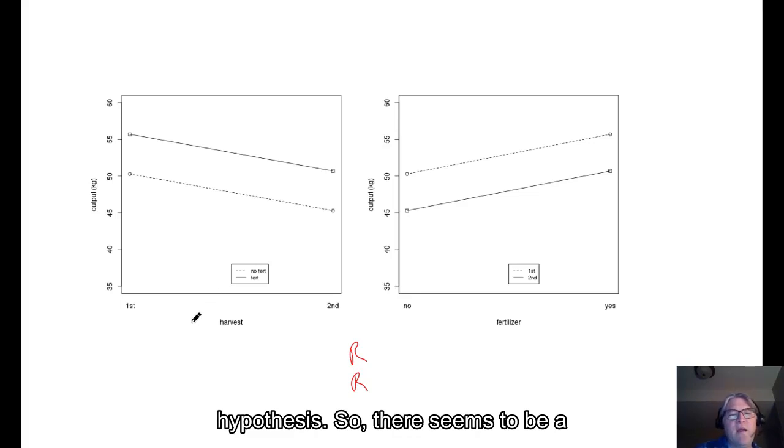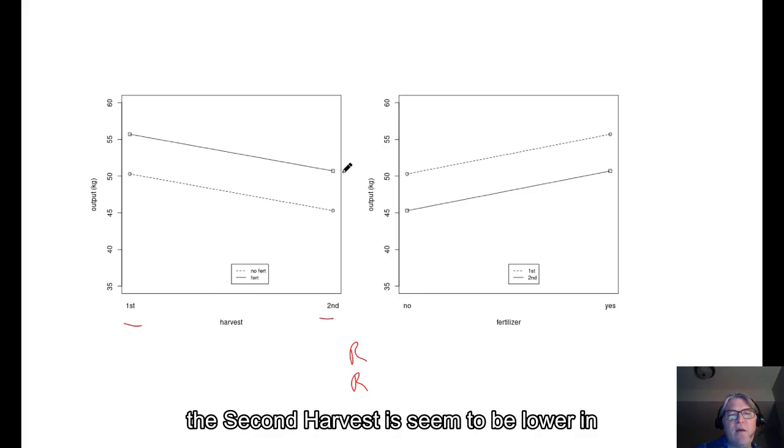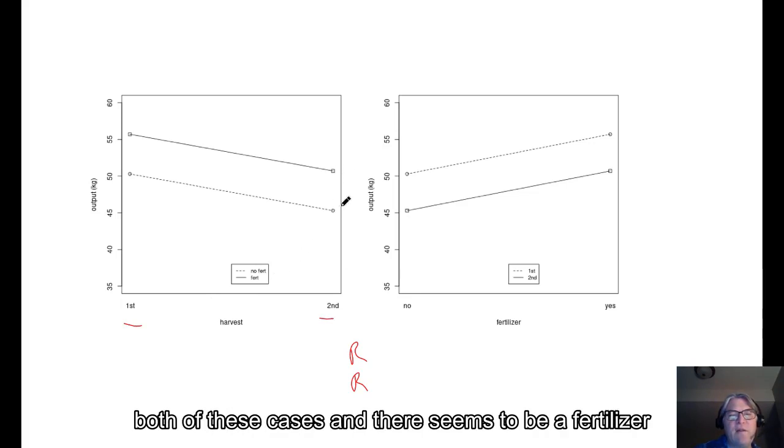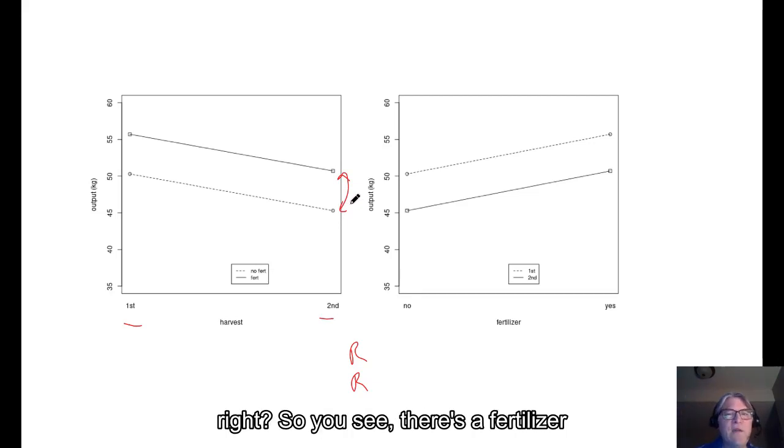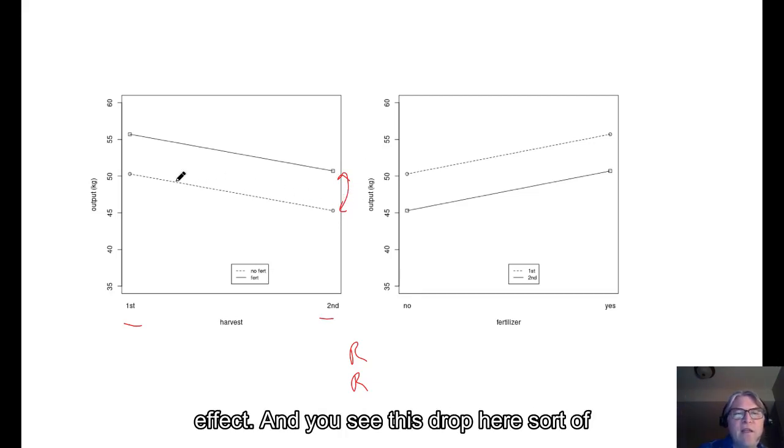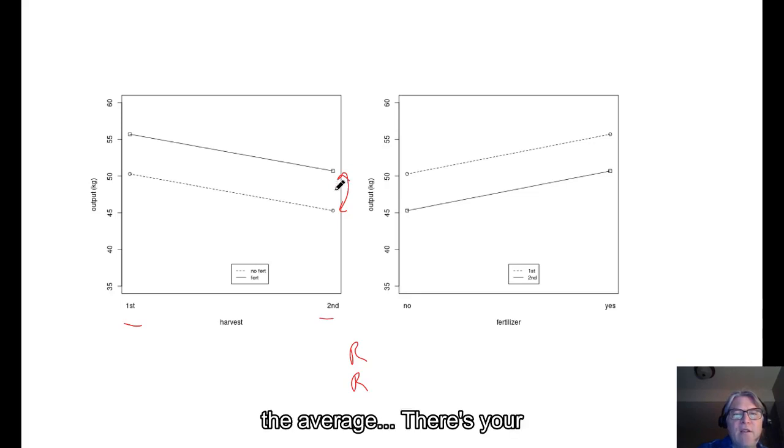So there seems to be a harvest effect, first and second. The second harvest seems to be lower in both of these cases, and there seems to be a fertilizer effect. Fertilizer is higher in this made-up example than the other one, right? So you see there's a fertilizer effect, and you see this drop here, sort of the average.